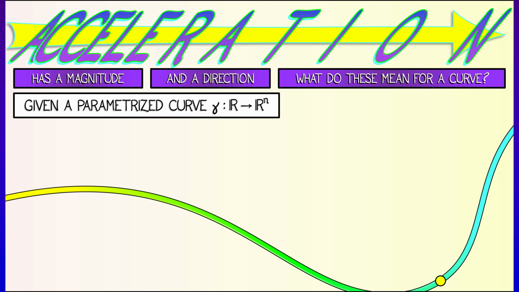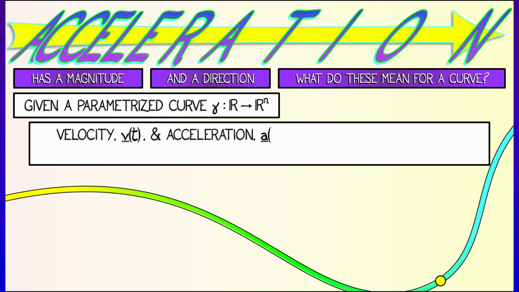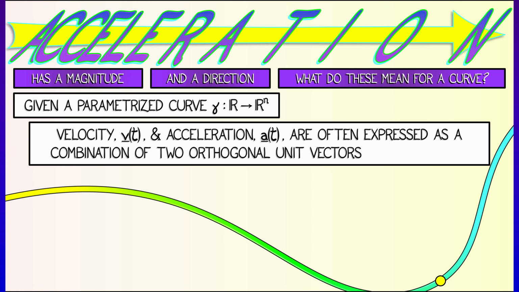Call it gamma. It's a function of some parameter, let's say t, time. Then velocity, v of t, and acceleration, a of t, are often expressed or described in terms of a pair of orthogonal unit vectors for each time t.